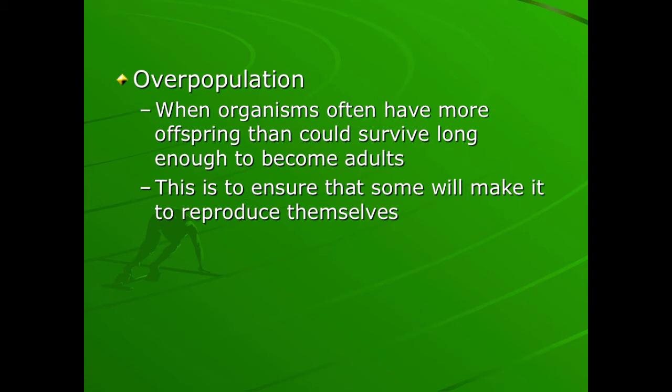Overpopulation is when organisms often have more offspring than can survive long enough to become adults. That is one of the things that many smaller species do, like frogs and sea turtles. They produce many, many offspring. This way, at least a few of them will become an adult and live long enough to reproduce and pass on their genetic material. So one way that animals overcompensate for natural selection is they produce a high number of offspring, knowing that many of them will not survive.